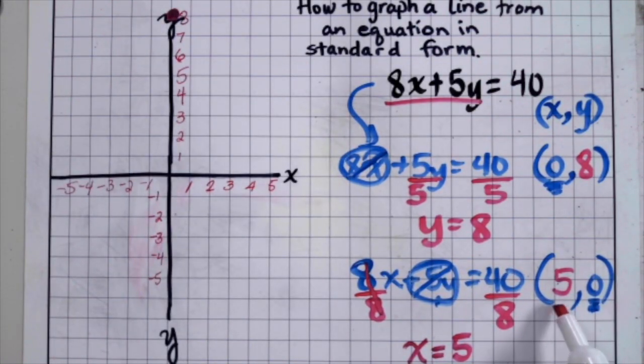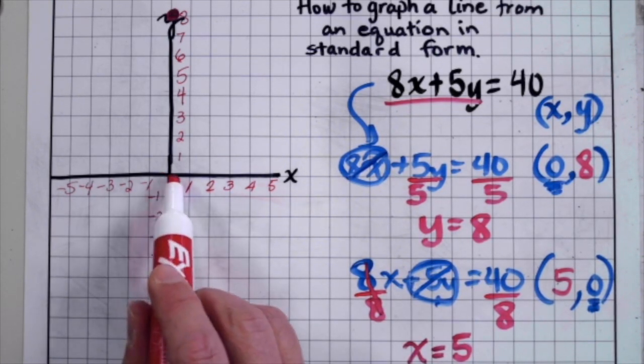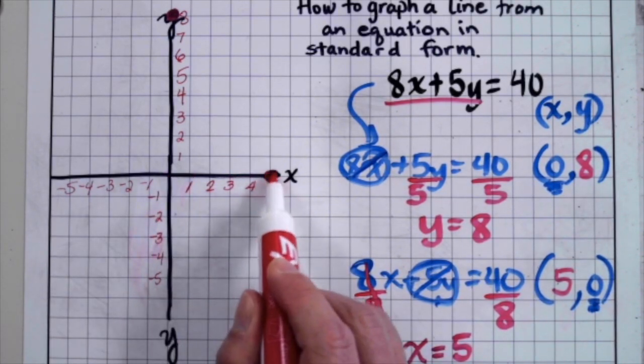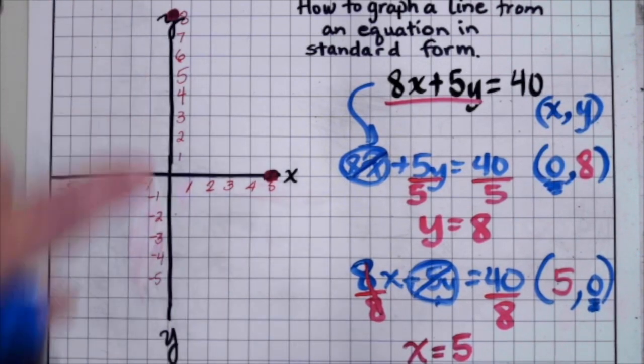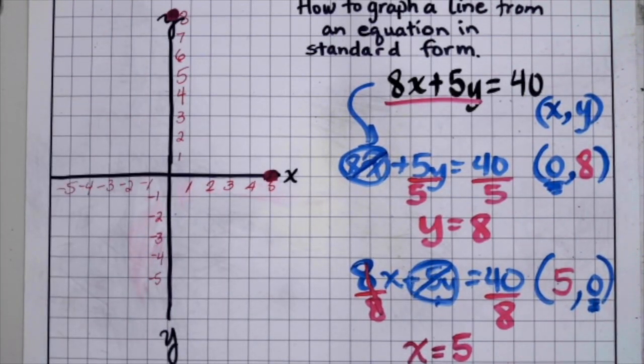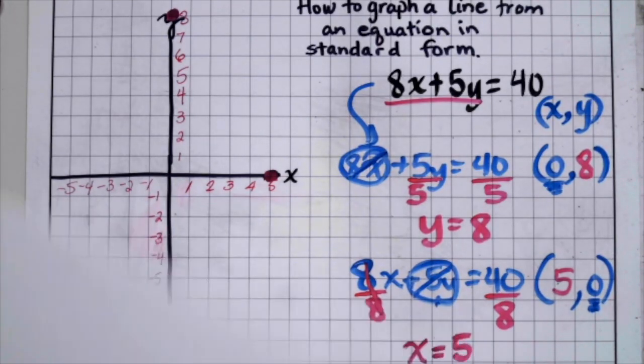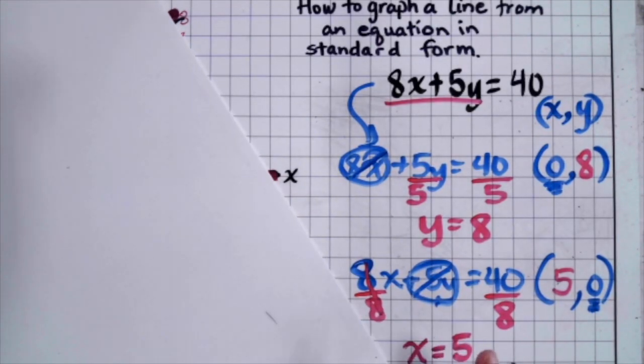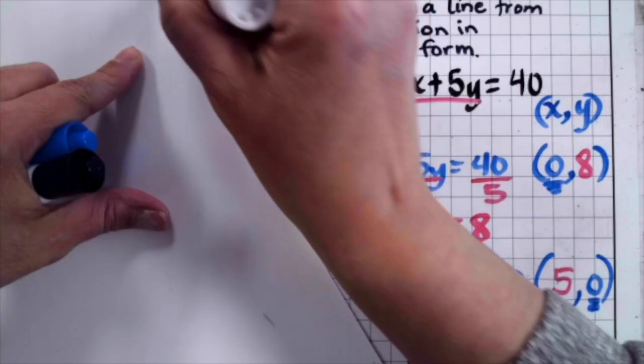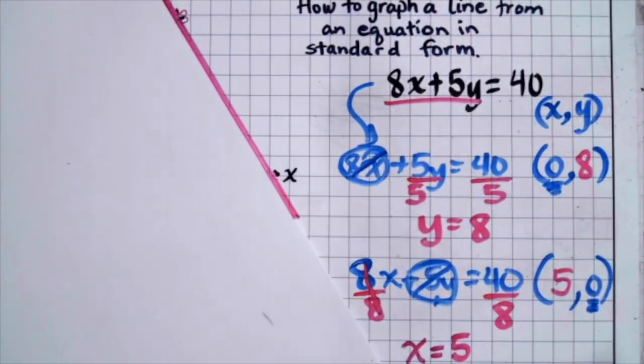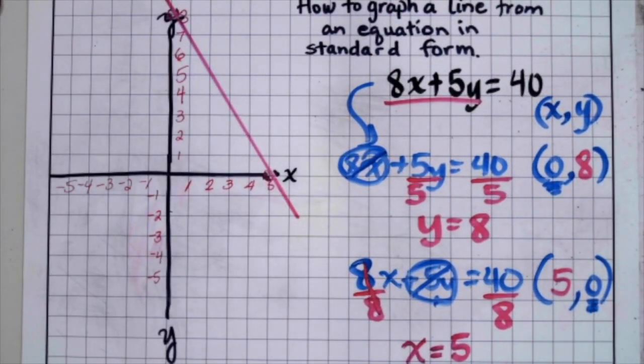Next, I have 5, and it happens to be in the x position, so I got to look at the x right here. Now I have two points, and I'll take those 2 points, and all you need are 2 points to make a line. So I'm going to put this straight edge right here, and then I'm going to draw my line, and that happens to be the equation 8x plus 5y, and that's how you plot.